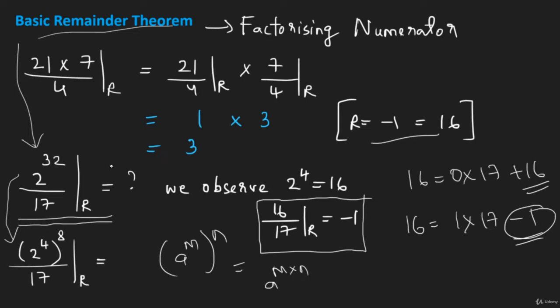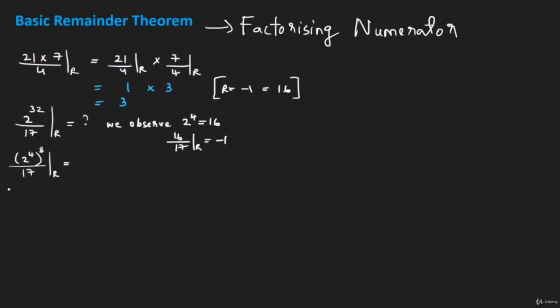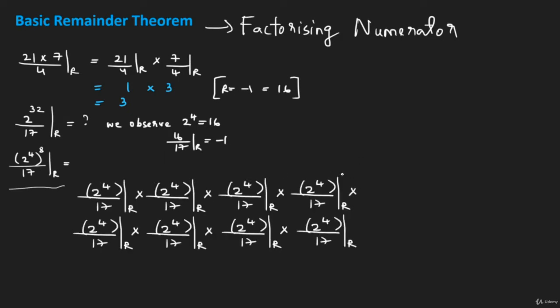So 2 to the power 32 by 17 taking the remainder is the same as 2 to the power 4 to the power 8 by 17 and taking the remainder. Alright, let me keep that aside. Now, if I want to find this one, as per the basic remainder theorem, I have 2 to the power 4 occurring 8 times, right? So I can split it and factorize it and write it like this. I have 8 times 2 to the power 4 and I divide that by 17 just like we did it over here. Now we know 16 by 17 gives you a remainder minus 1. So this would be minus 1 into minus 1 into minus 1 8 times, which is equal to minus 1 to the power 8. That gives you the answer as 1.